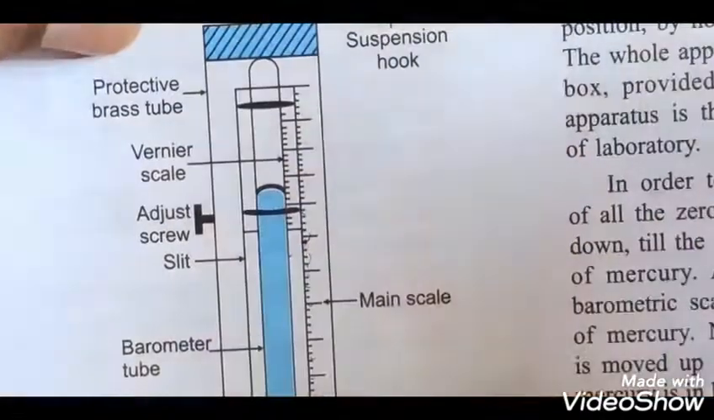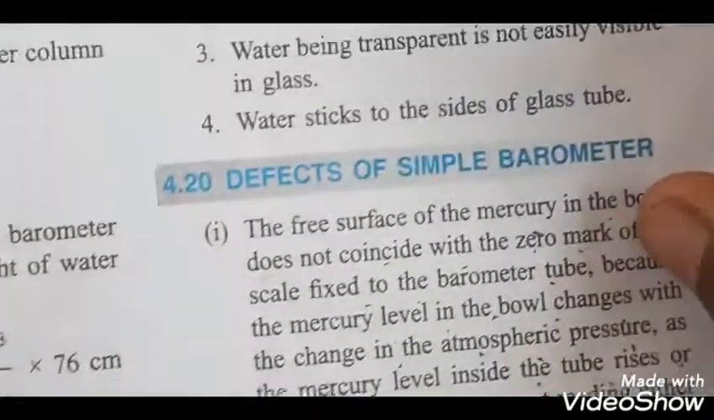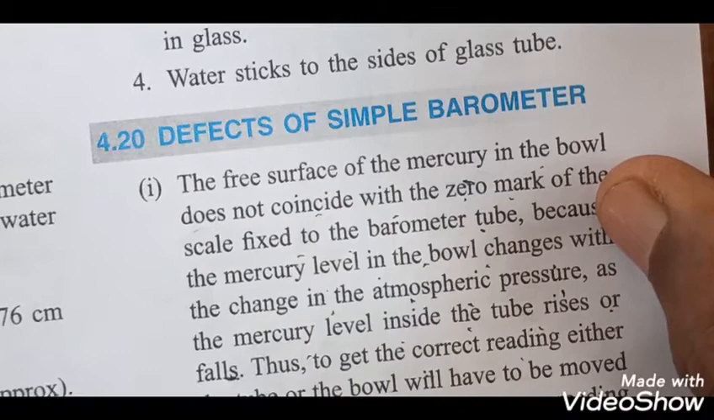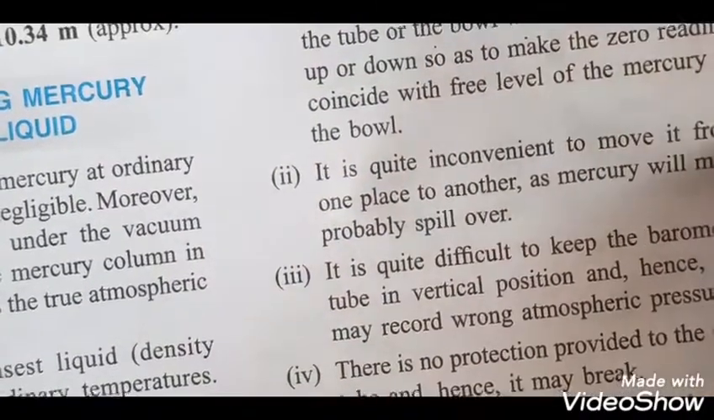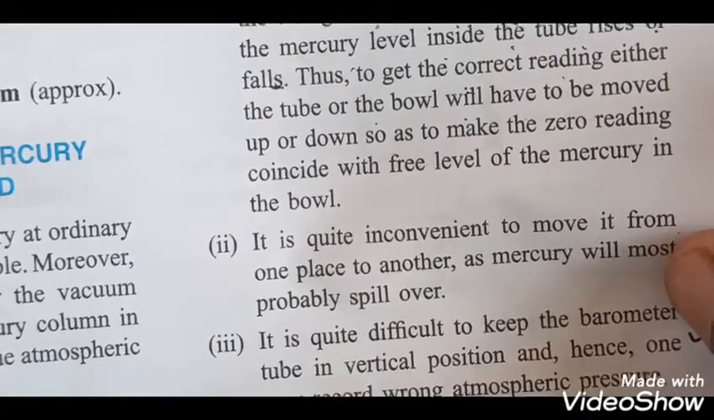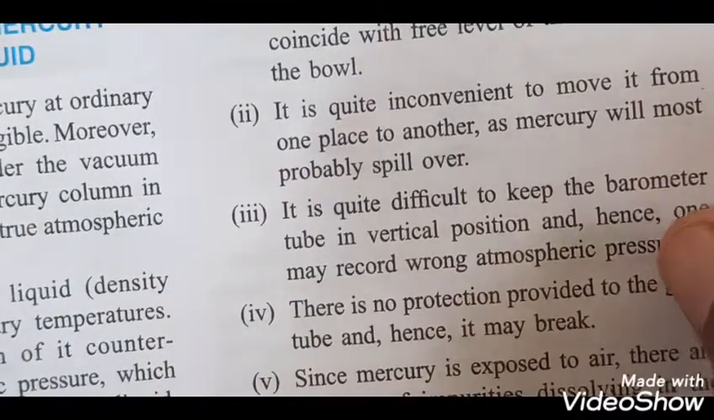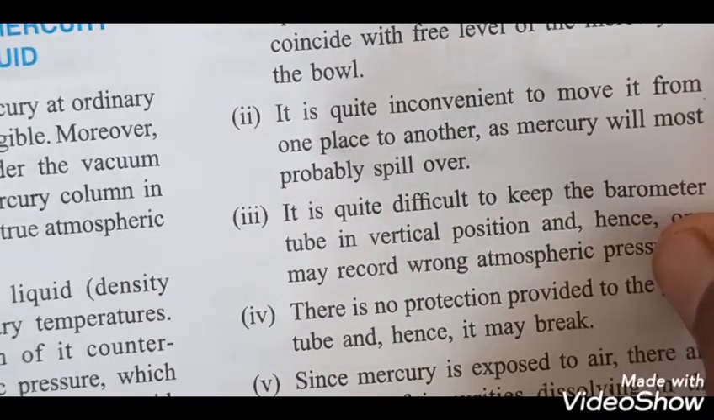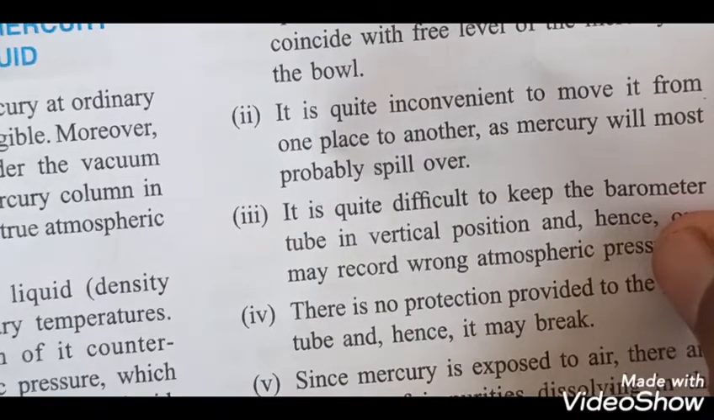Okay, so see, what were the defects we discussed earlier? It is difficult to match the free level of mercury. Now that is over because the adjustment screw is there at the bottom. One, it is quite inconvenient to move it. This you can move quite easily, not very easily, but quite easily, without fear of the mercury spilling over. It is difficult to keep it in vertical position, but the Fortin barometer you can put on the wall in vertical position once and for all. Next time no need to change.